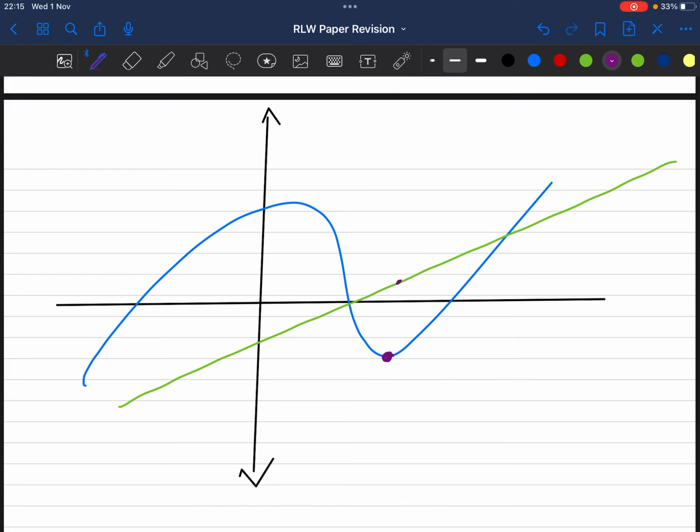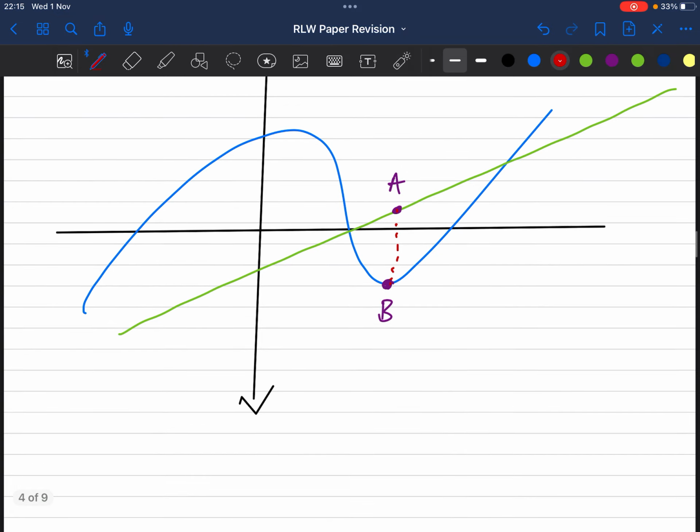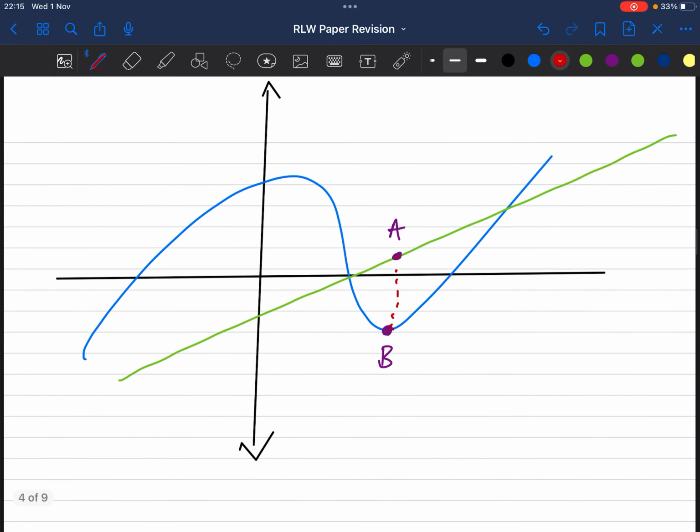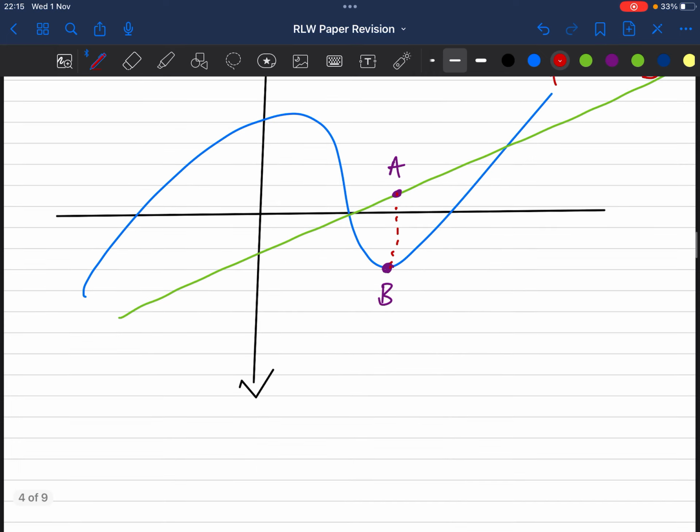And that point there, that's your A, that's your B. So we are focused on this area there. Now you want to find the length of AB. So let's just name our functions. Let's say this is your F, then this is your G.